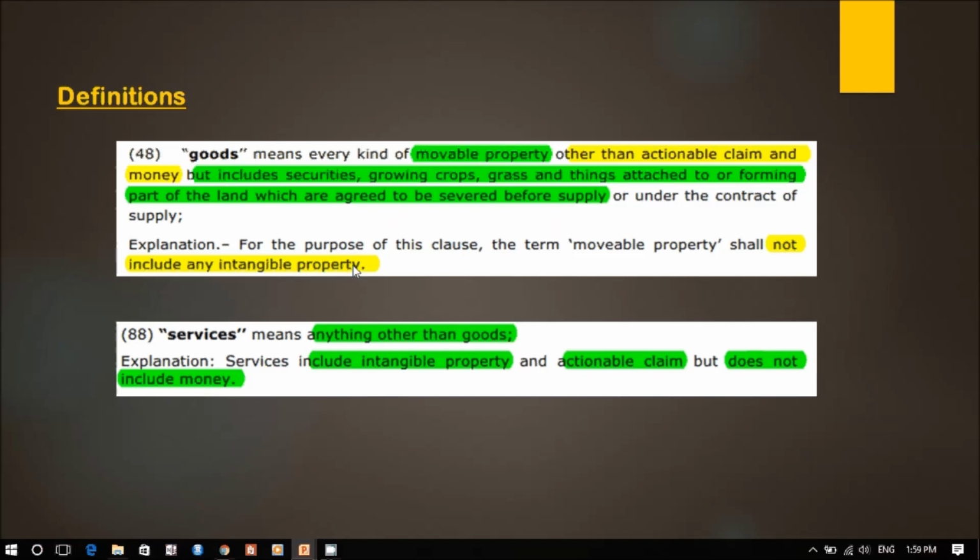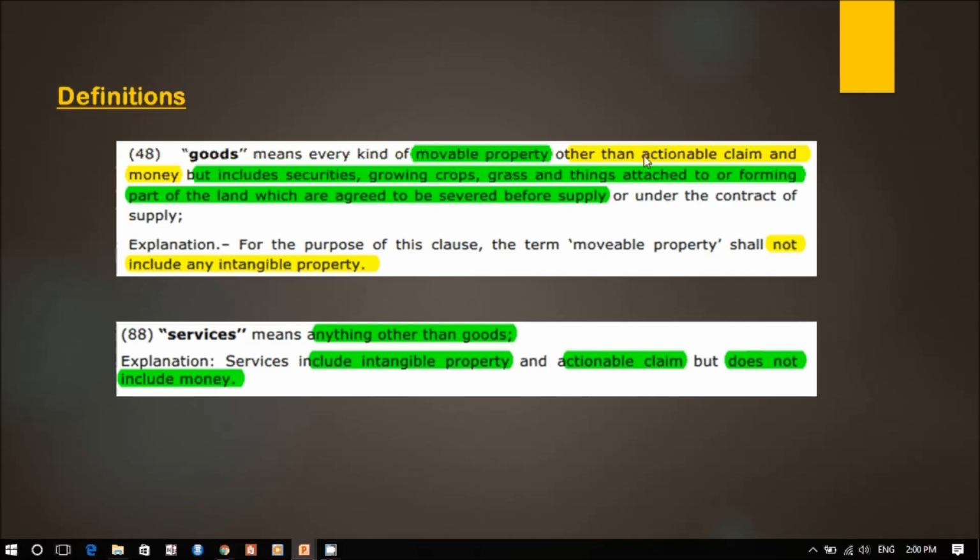Now come to the service. Service means anything other than goods. It's an open-ended definition. What do you mean by open-ended definition? It's a wide coverage. These two definitions cover each and everything. It simply says whatever is not goods would be service. An explanation has been given that services include intangible property, actionable claim, but does not include money.